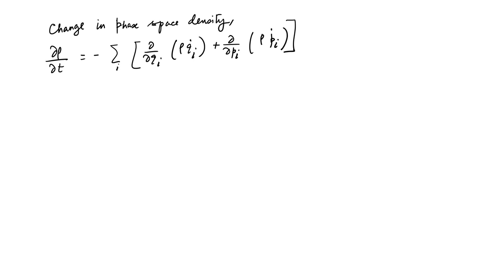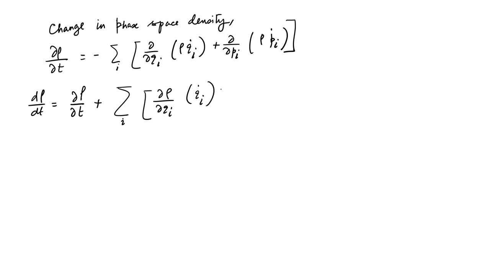Now, in order to take the explicit derivative of this quantity ρ with respect to time, we write dρ/dt, which is nothing but ∂ρ/∂t plus a summation over i of ∂ρ/∂q_i q_i dot plus ∂ρ/∂p_i p_i dot. This is just the general way you take a total derivative with respect to the partial derivatives. Call these equations 1 and 2. I will just skip one step.